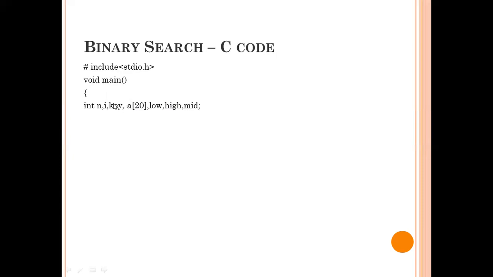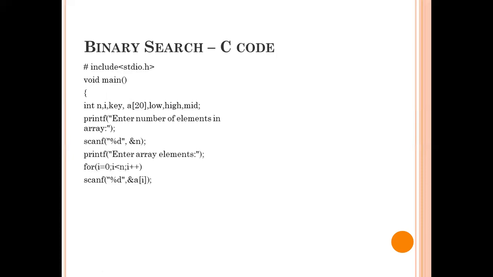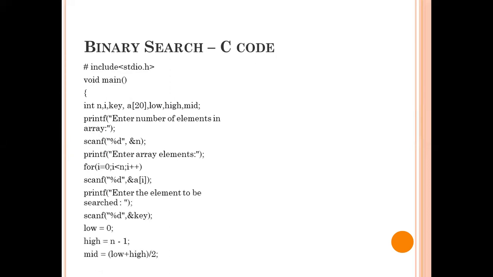Key is the element that you're going to search for. Now we get the number of elements in the array, and we are going to get all n number of elements in the array, and we are going to get the input as the element that you're going to search for in key.